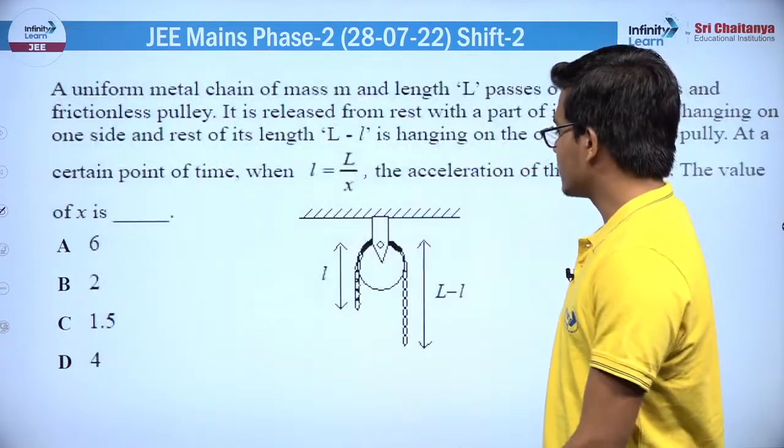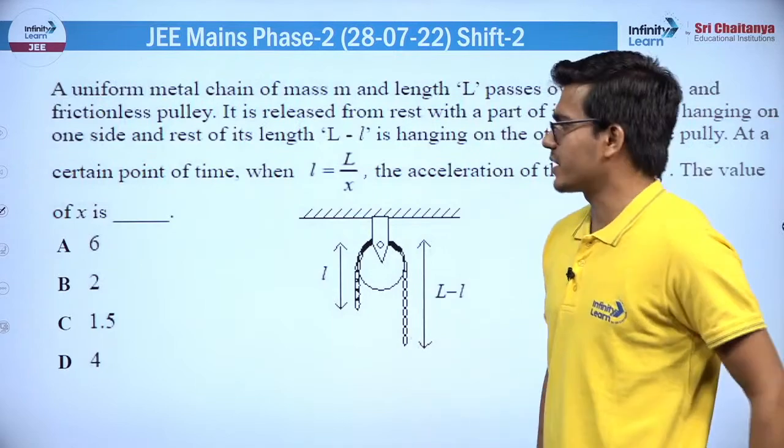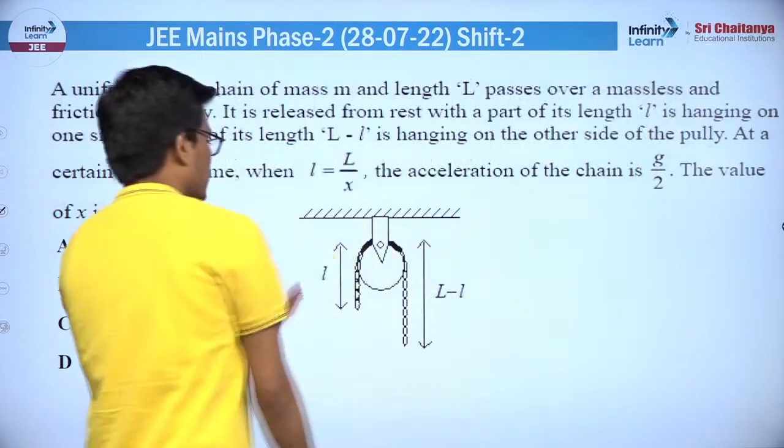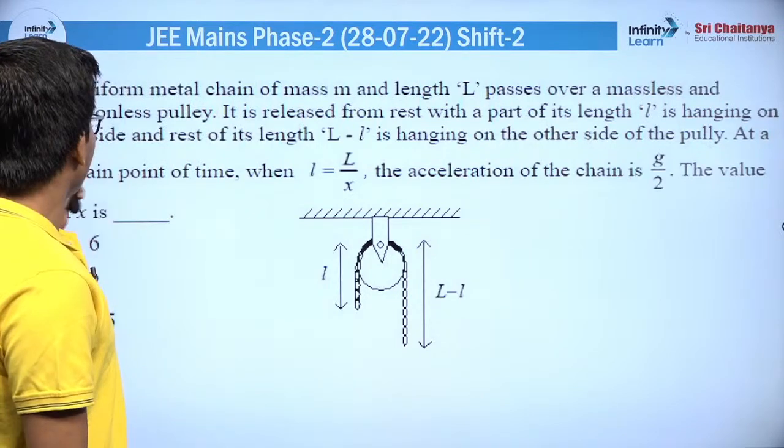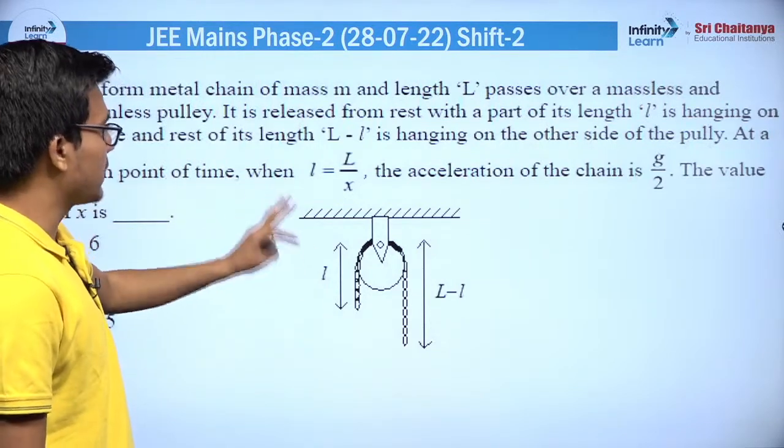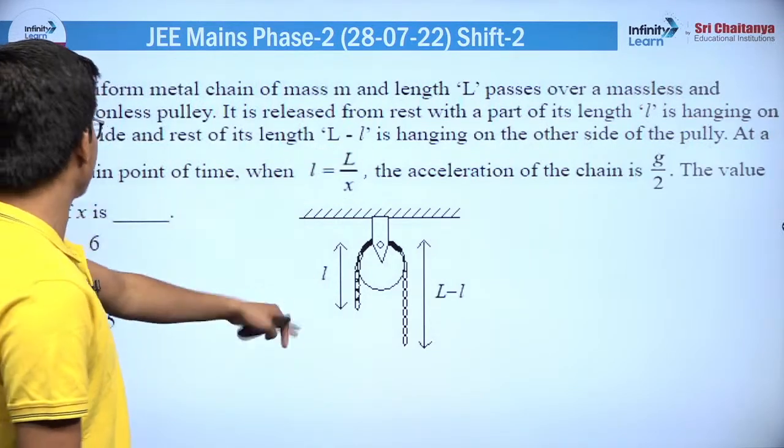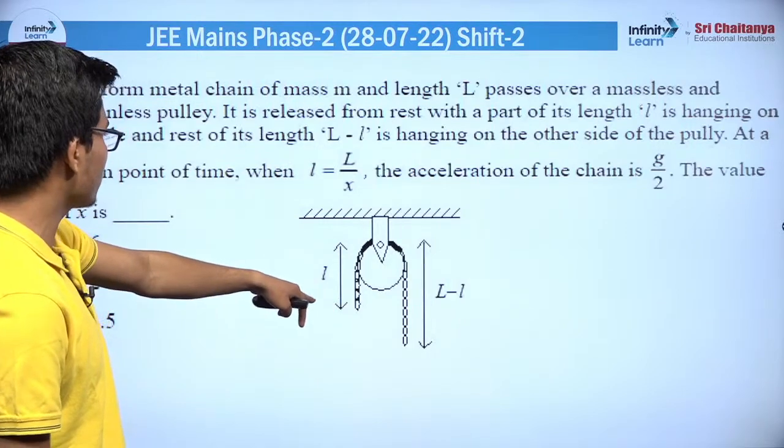Alright, moving ahead, a good question from NLM, I can say. Generally we do not do this kind of question. A uniform metal chain of mass m and total length capital L is given to you in this situation.